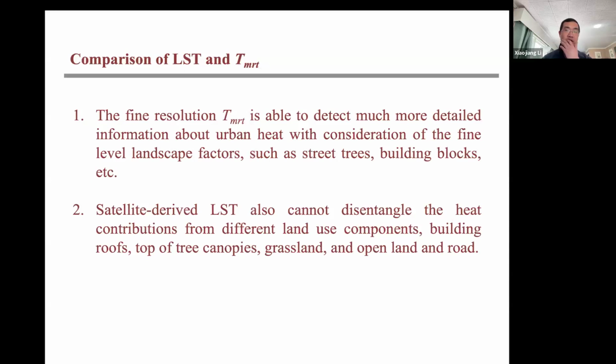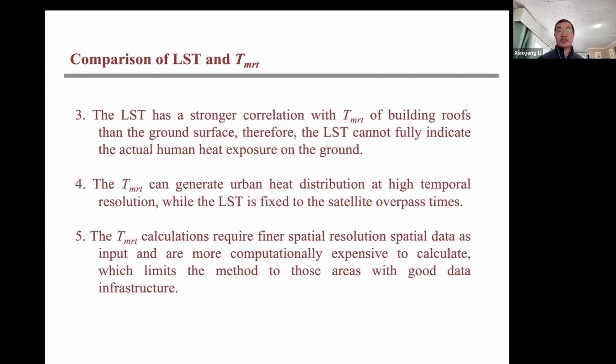So here is the comparison of land surface temperature and mean radiant temperature. I also give you information about that, but here's the conclusion. Using finer resolution mean radiant temperature, we are able to detect much more detailed information about urban heat. Also, land surface temperature based on satellite imagery cannot disentangle the heat contribution from different land use components like building roof, tree top, or grassland or open land. The land surface temperature has a stronger correlation with the building roof. Maybe it's not good for representing how much heat exposure you actually can feel on the ground.